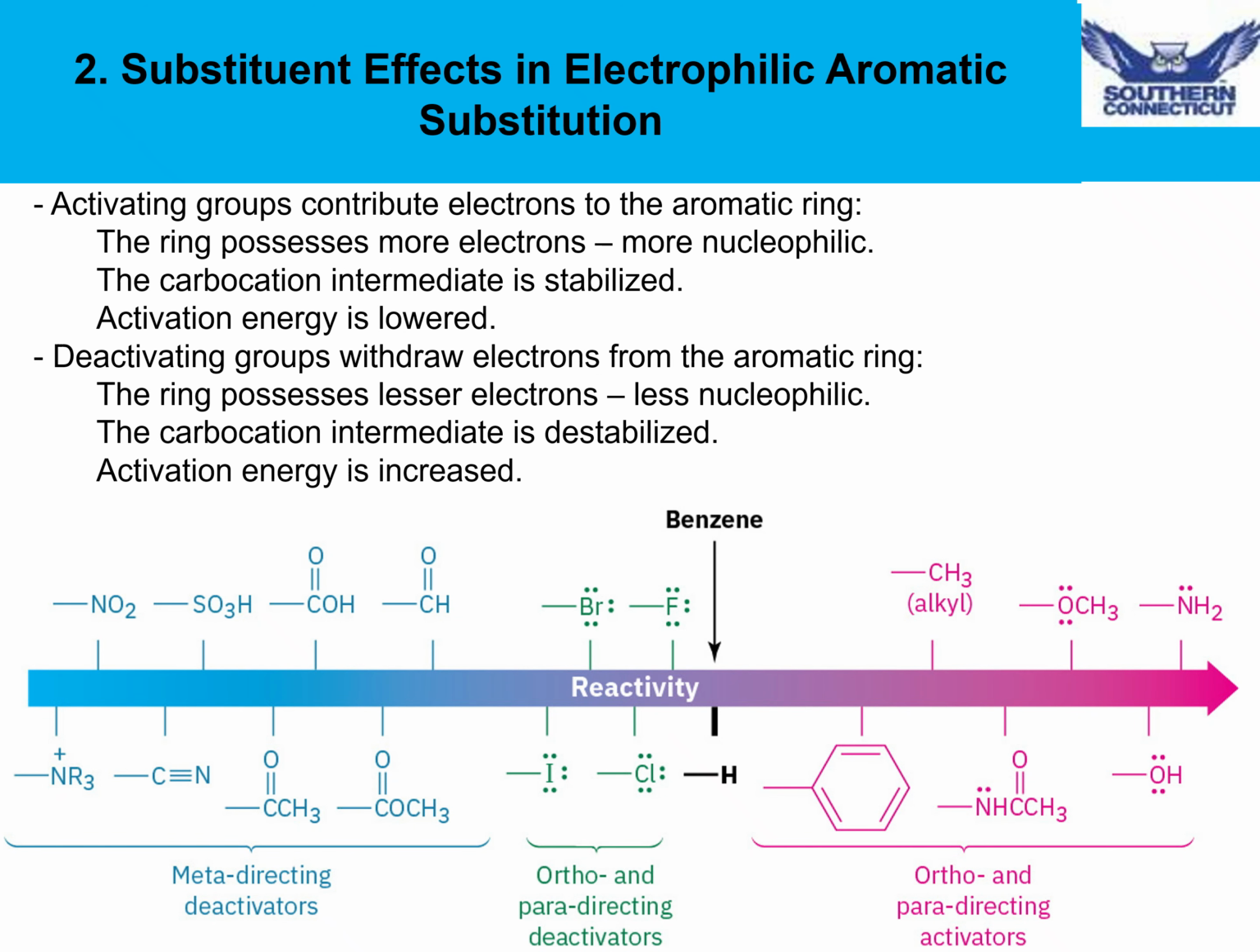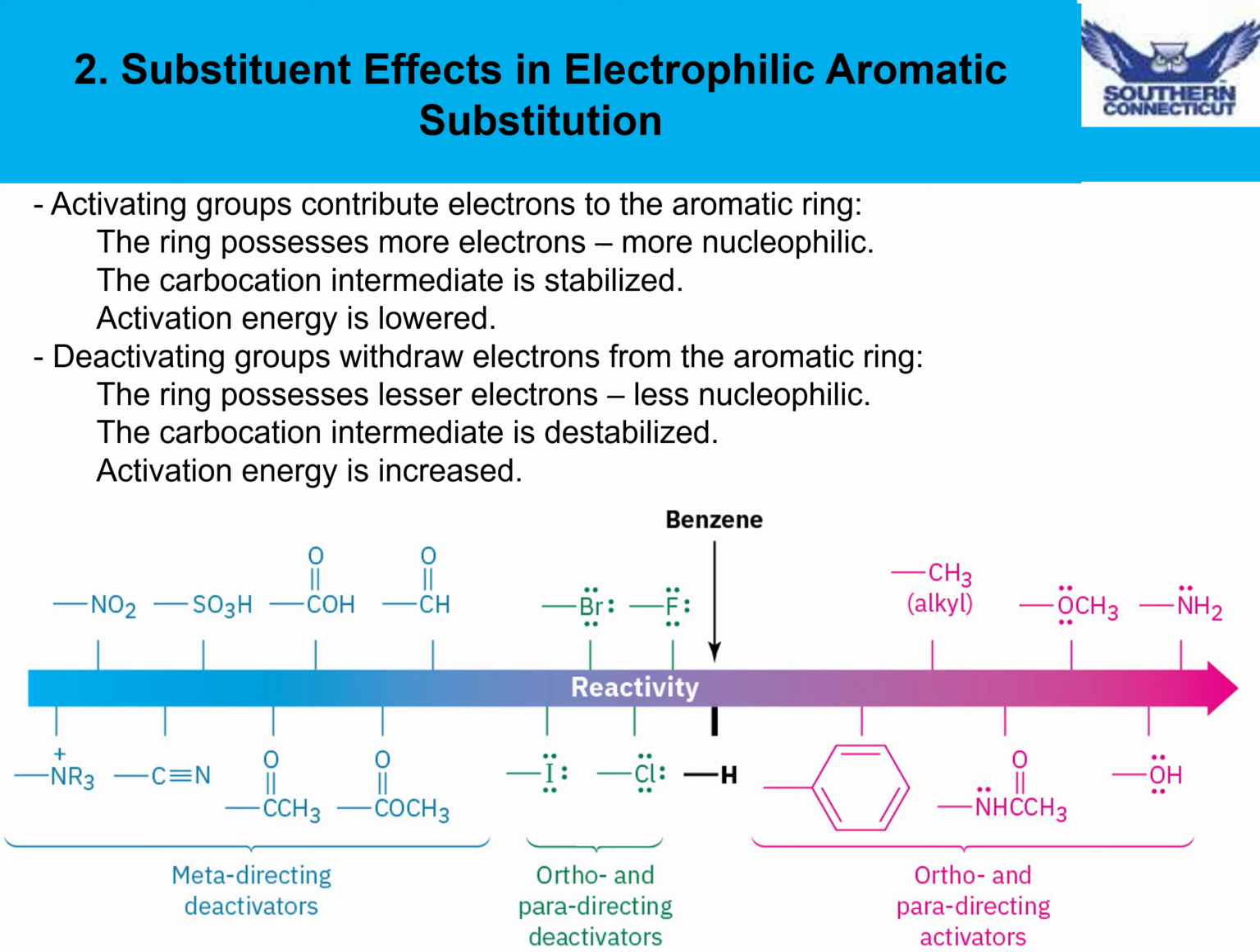Electron donating groups or activating groups are generally going to make an aromatic ring more electron rich. And so that means that the ring would be more nucleophilic. It also means that the carbocation in the sigma complex is more stabilized. It also means that the activation energy will be lower for the rate determining step, which is the formation of the sigma complex.